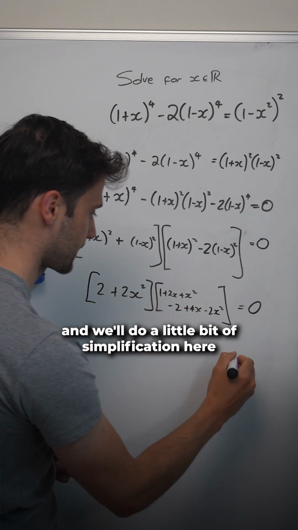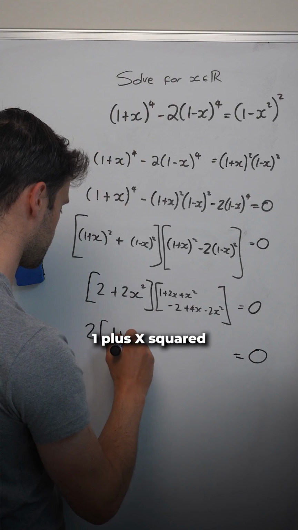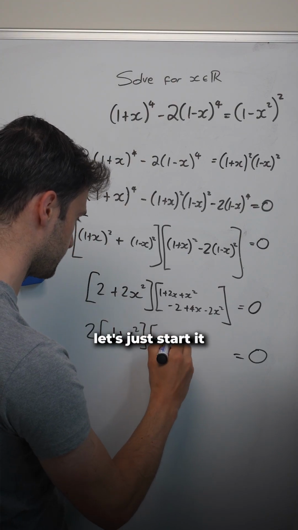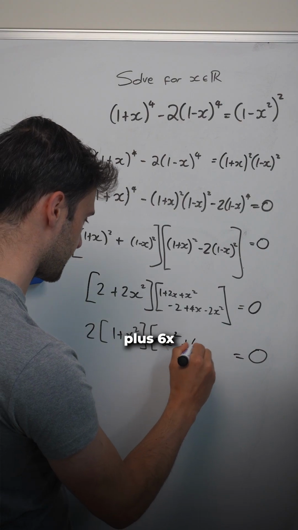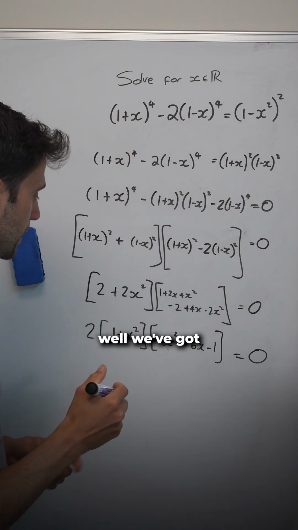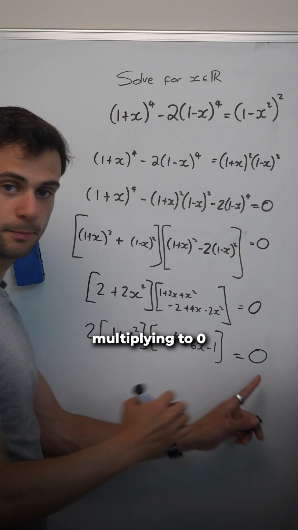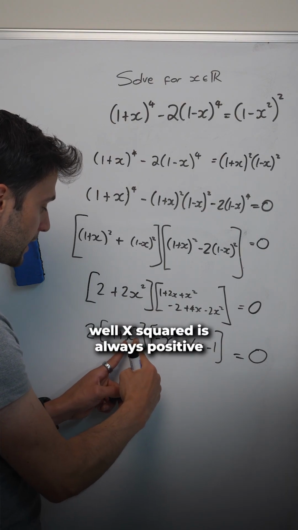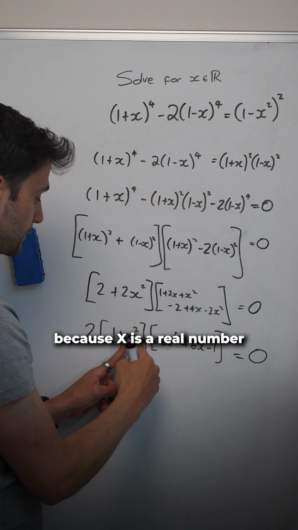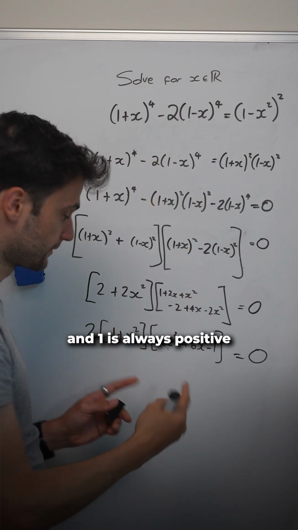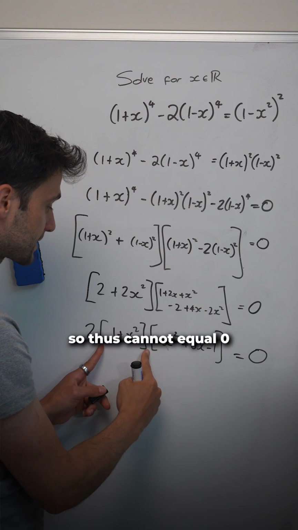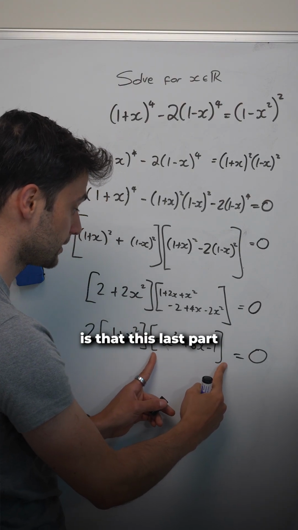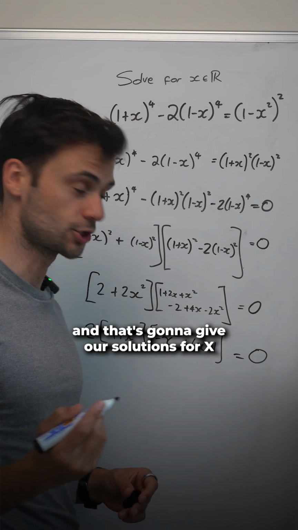And we'll do a little bit of simplification here. So we get 2, 1 plus x squared, and we've got minus 1, let's just start it, minus x squared plus 6x minus 1 equals 0. Well, we've got three things here multiplying to 0. 2 can't equal 0. 1 plus x squared, well, x squared is always positive because x is a real number, and 1 is always positive. So this part is always positive, so thus cannot equal 0. So the only thing that we're left with here is that this last part could equal 0, and that's going to give our solutions for x.